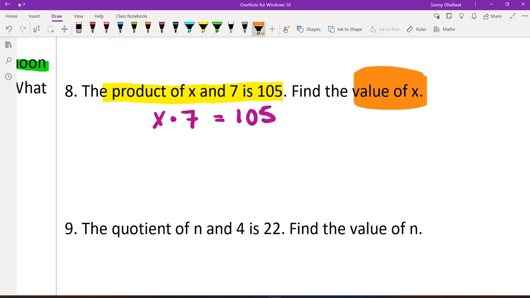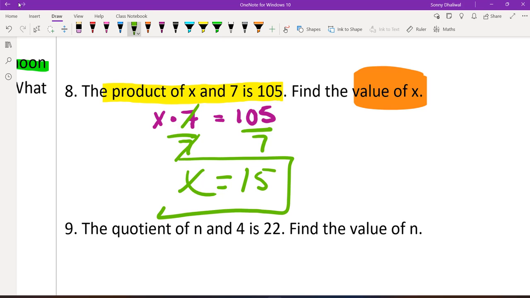So divide by 7. Yep, we want to get rid of the 7. It's multiplying, so to get rid of it, we have to divide by 7 here and divide by 7 here. And what do we get? 15. Yes, thank you, 105 divided by 7 is 15.